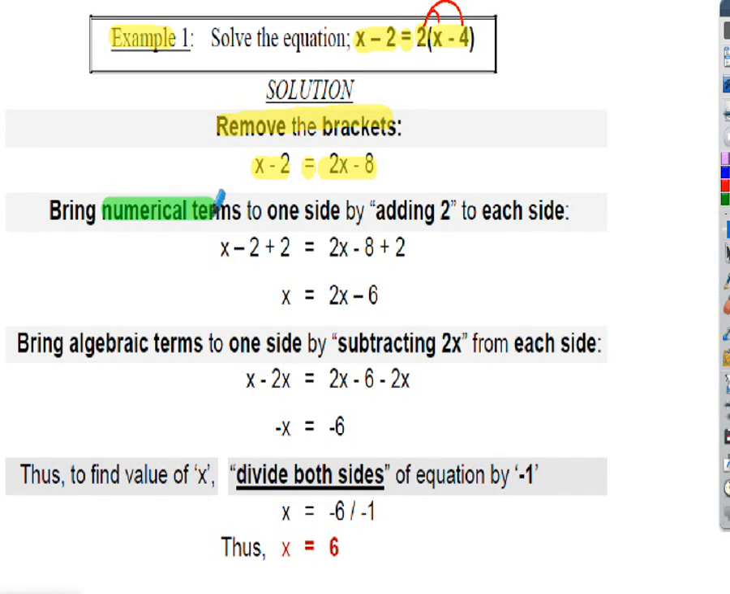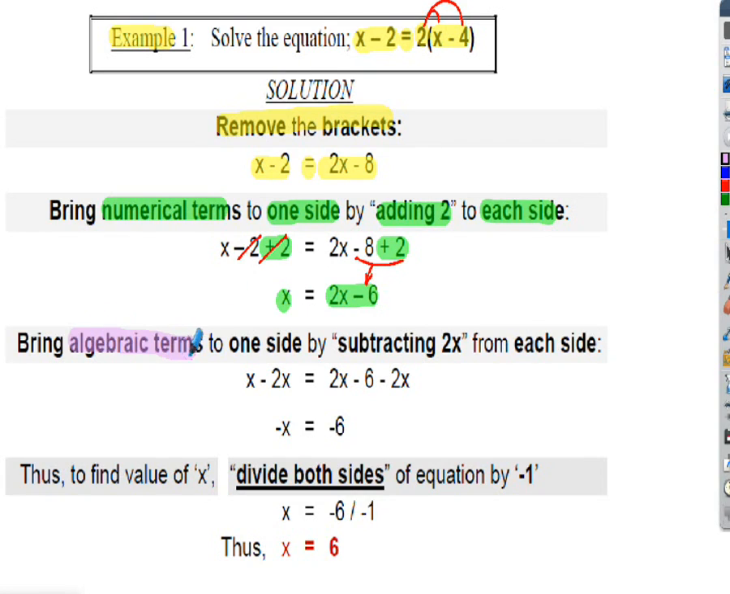Next, I'm going to bring all the numerical terms onto one side of the equation by adding 2 to each side. So by adding 2 to the left hand side, I will cancel the negative 2, and by adding 2 to the right hand side, I keep the balance of the equation. Simplifying, on the left hand side I get x, on the right hand side I get 2x minus 6. So these two terms have cancelled, and adding the 2 to the negative 8 produces the negative 6.